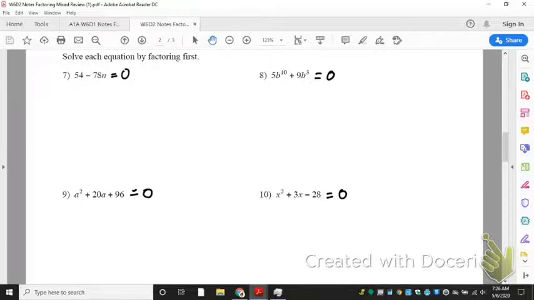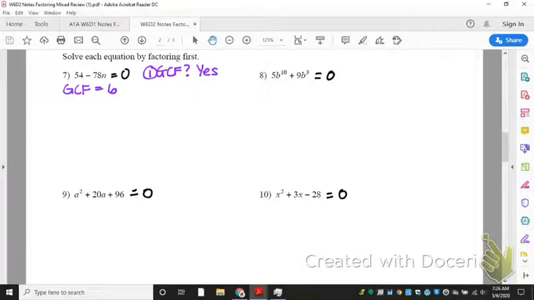So let's look at 54 and 78. What is the greatest common factor between 54 and 78? It might take you a little while to figure it out, but the GCF equals 6. So for this one, it's a 6. We're going to factor that out first. So first things first, is there a GCF? The answer is yes. Let's factor that out before we do anything else.